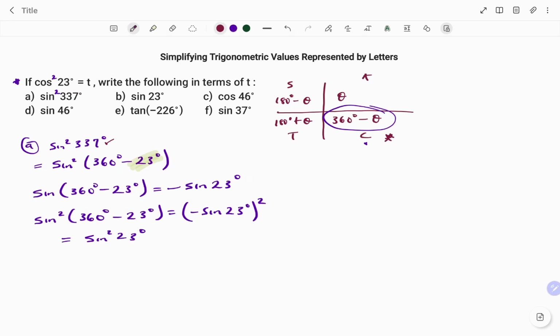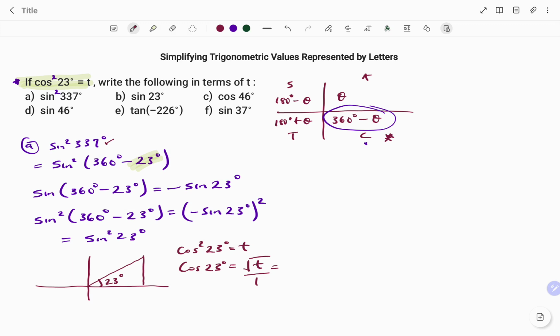So going back to my quadrant, in order to draw that, I have the angle 23 degrees, which is acute, in the first quadrant. And note that from the first part of the question, we have cos squared 23 degrees equals t. To find cos 23, I'm going to find the square root of both sides. So that means cos 23 degrees will be square root of t over 1.